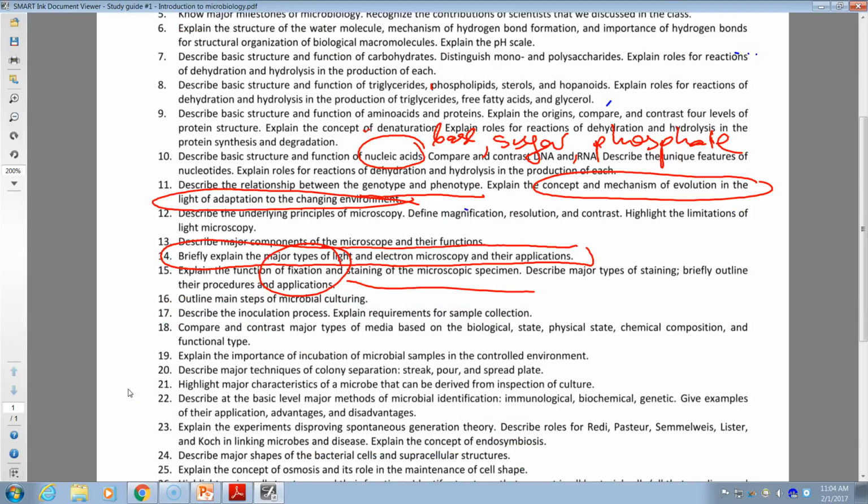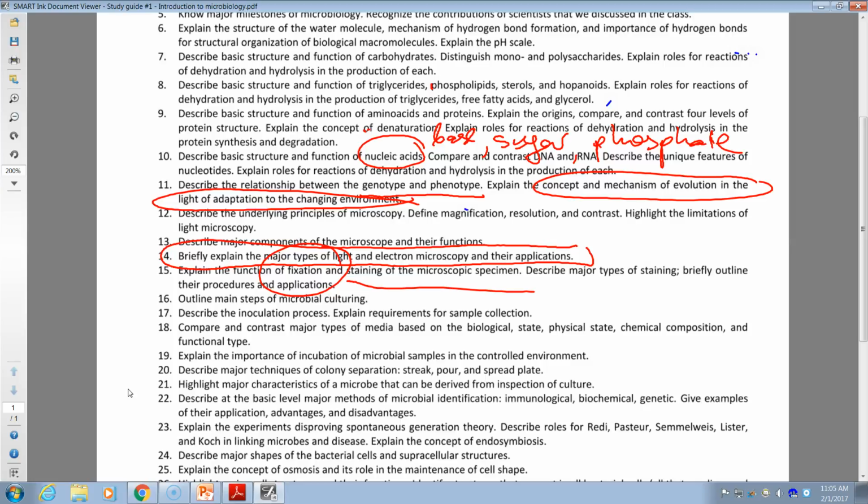Steps of the culturing. Inoculation, incubation, isolation, inspection, identification. 5 steps. We good? For each step, for inoculation, understand the idea of sterile sample collection. Which samples we can take, okay? Types of media. Non-living media versus living media, like cells, animals and eggs and stuff.